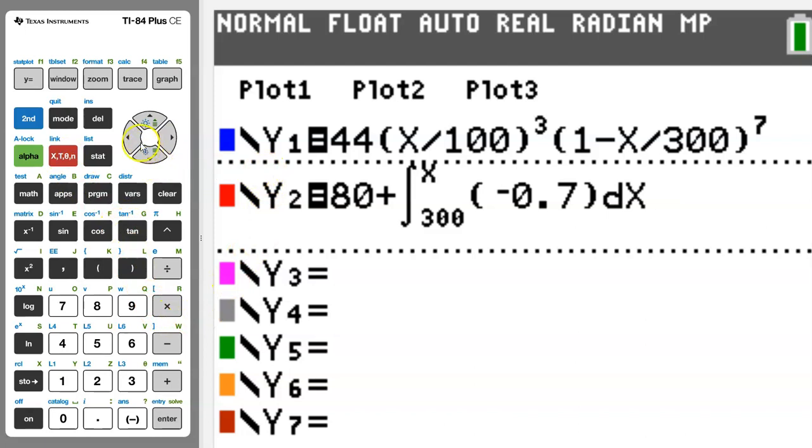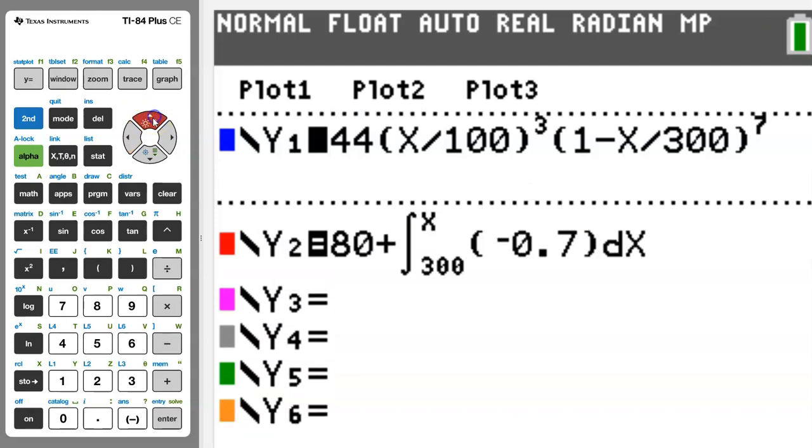So let's graph this. Right now, we have 2 functions highlighted. We only want to graph the second one. So I'm going to come back here and get on the equal sign of y1 and hit enter. So I'm turning this off. So when I hit graph, I will only be graphing the second function.